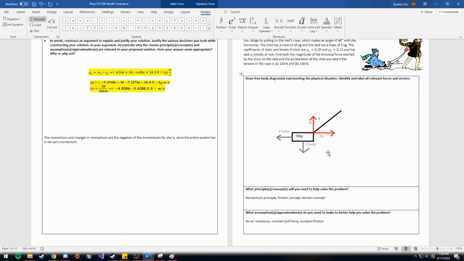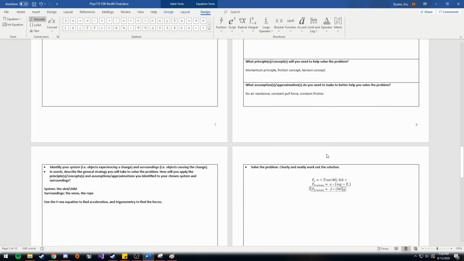Wait, I don't think we're moving though, because static friction is... No, wait. Static is when we're not moving. Okay. Never mind. So you guys are doing 0.2 times 50, the quantity of 50 times 9.8 minus whatever f of y is, which would be whatever the tension is times the sine of 40.